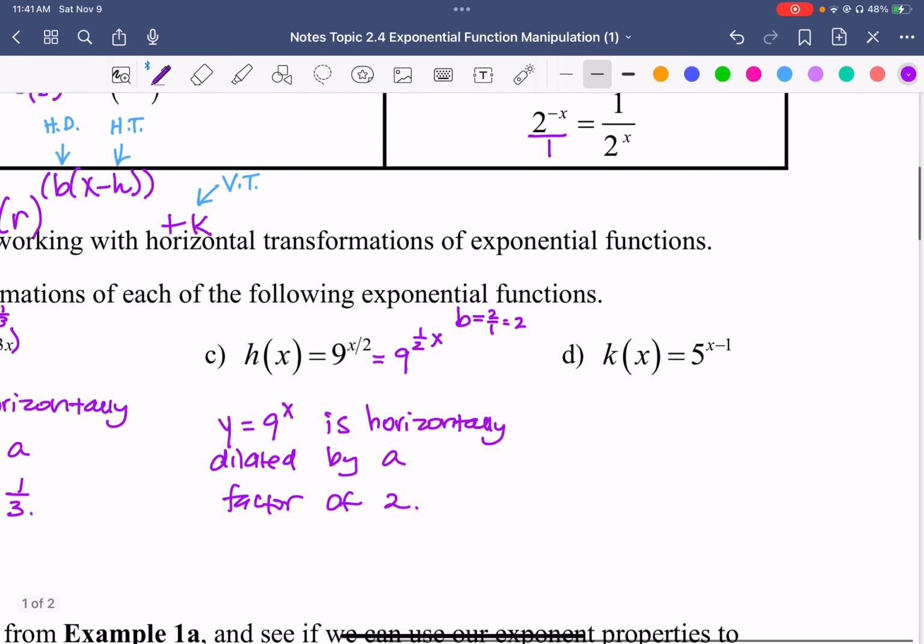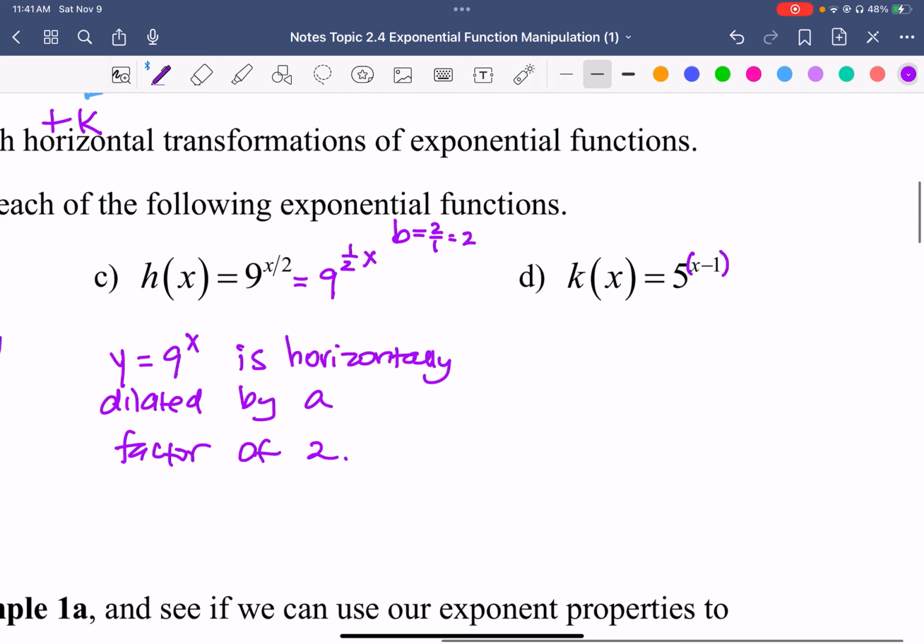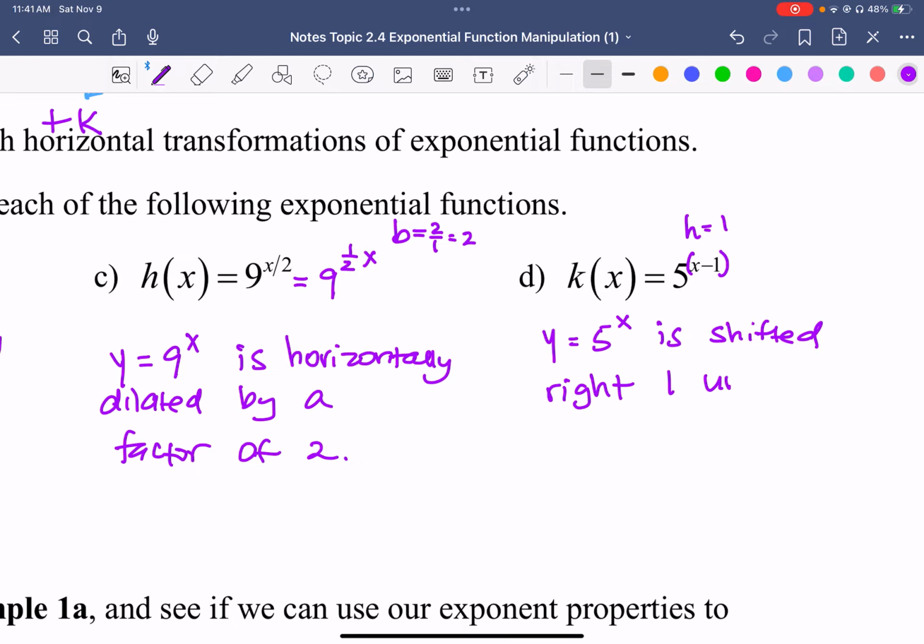Okay, last one. If you want to add your parentheses, you see that we're subtracting 1. So that would be a horizontal translation. So that would be the letter h. And remember, it's always the opposite. So instead of -1, it's actually going to be a +1. So the original function 5 to the power of x is shifted right 1 unit.